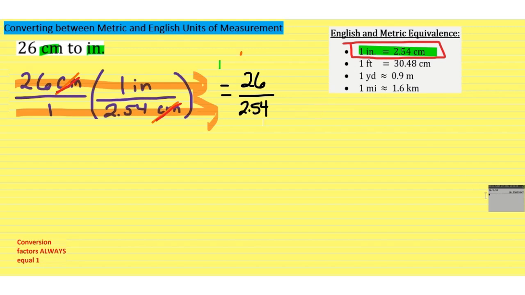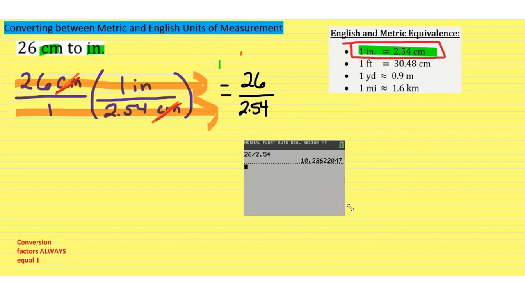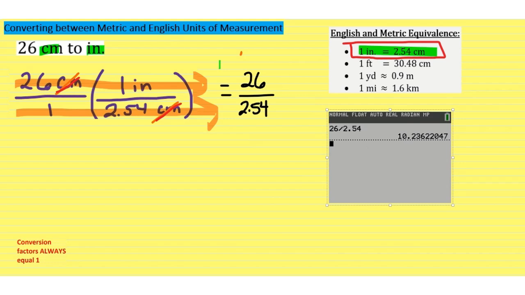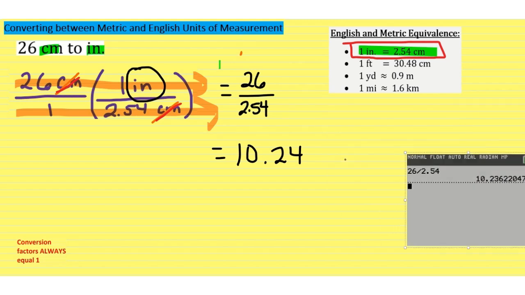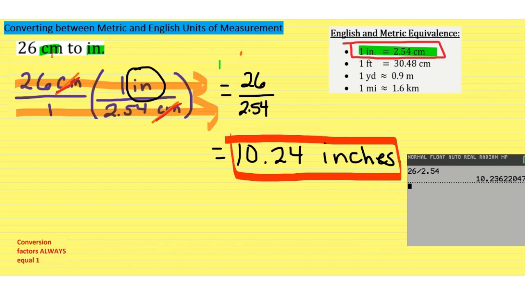And then I can take my handy dandy calculator and do the calculations and turn that into a decimal with 2 decimal places. So that's equal to 10.24. And the only units that I was left with were my inches. So that's what I'm going to put down as my units, inches. Okay, so at that point, we have an answer of 10.24. So 26 centimeters is equal to 10.24 inches.